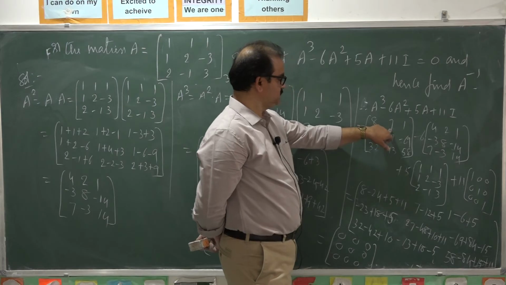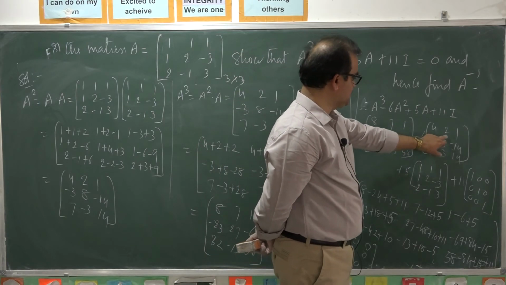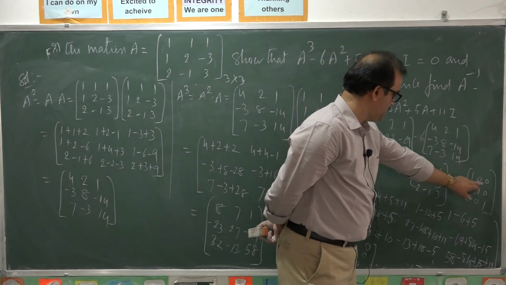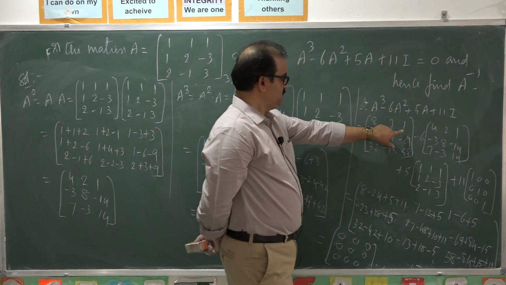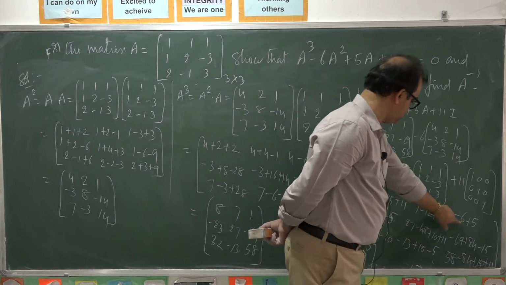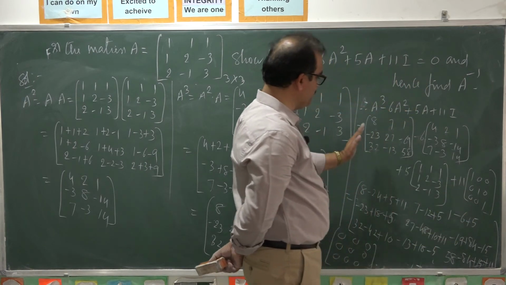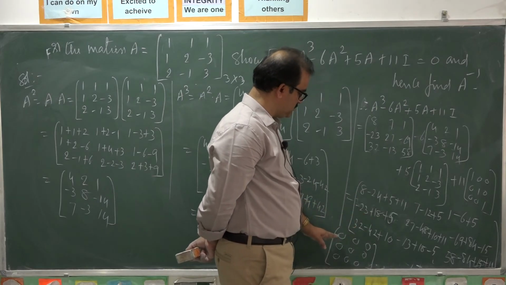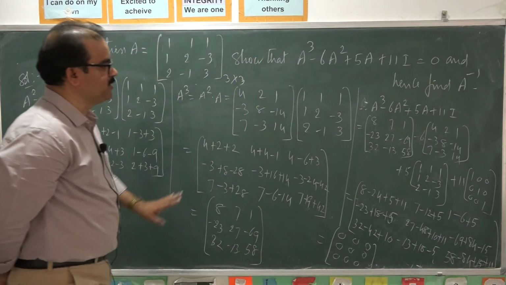Similarly, you take the first row second column element: 7 minus 6 into 2, minus 12, plus 5 into 1, 5, 11 into 0, 0. There is no need to write 0. Next, first row third column element: 1, 1 minus 6, plus 5 into 1, 5, 11 into 0, 0. That way you add corresponding elements. On calculation, you get all the elements as zeros. You write this problem.